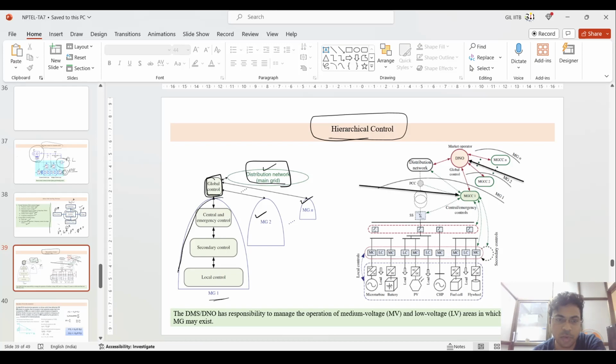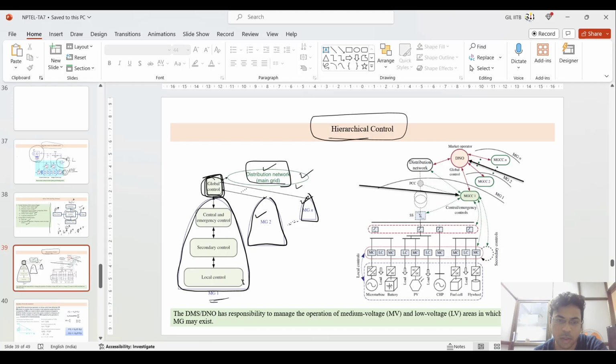This is connected to a global controller. This is MG1, microgrid 1. This is MG2, microgrid 2. This is a n number of microgrids. And all microgrids are connected to a global controller, a central controller, which is also connected to this distributed network, that is the main grid. And inside of this microgrid control, you have a certain hierarchy also.